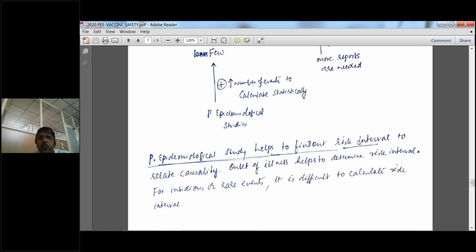Now, in such cases, what is the problem in establishing the causality? This is what we need to understand. Let us understand through discussion what is the problem in assessing the causality whenever the vaccine is given, if this is the approach, right? So let us see.